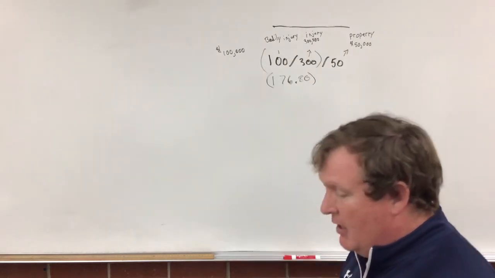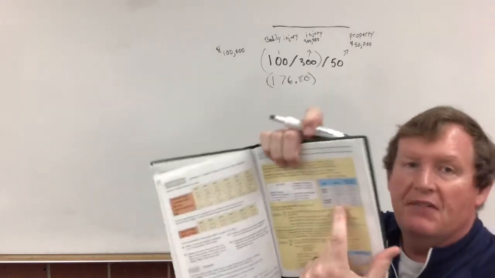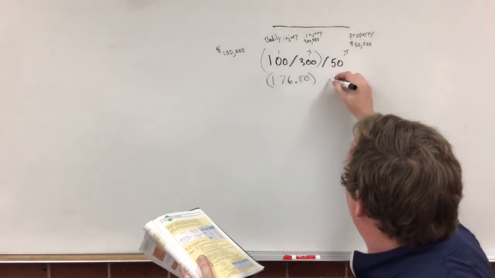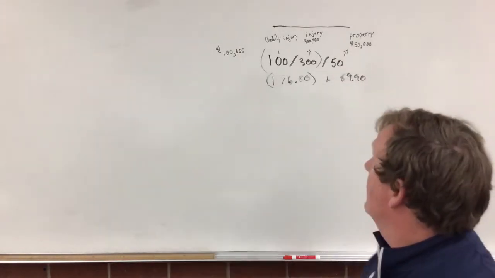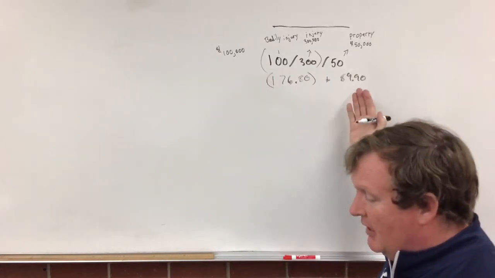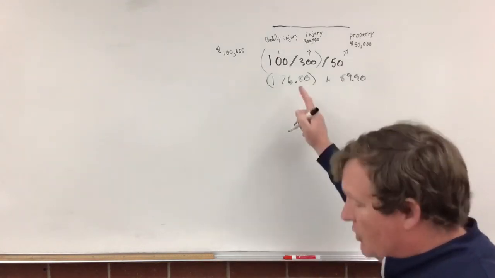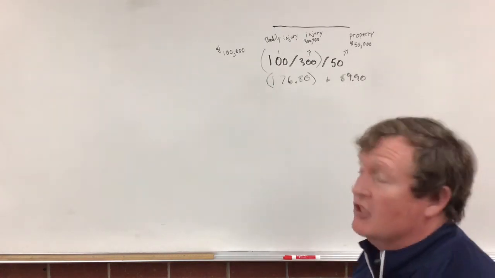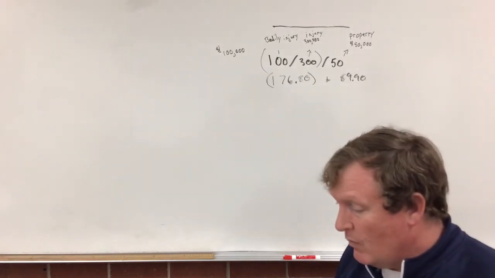Then you have another one for the property damage, and that's the third number, and we have it at $50,000 right now. On this side, that would be $89.90. So we add this plus this, and it tells us what we have for a yearly premium. You add $176.80 plus $89.90, and that would be your yearly premium, all right?